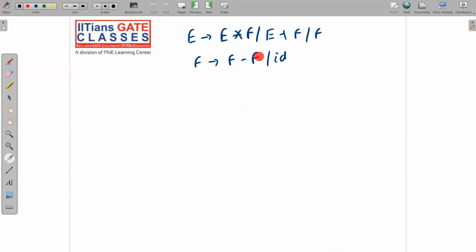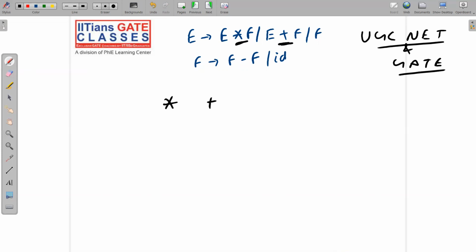Now see, this is a very good question. This is also a GATE question. Okay, I think it came in UGC-NET and GATE also. Yeah. So see here carefully. So now star and plus, which is having more precedence? Obviously, both are at the same level. So star and plus both will be having equal precedence.